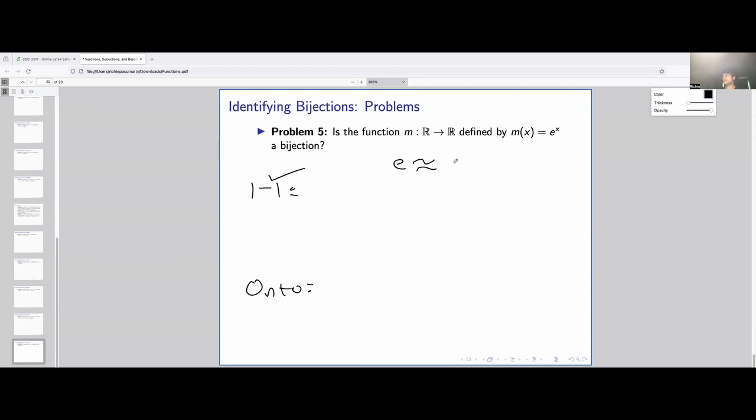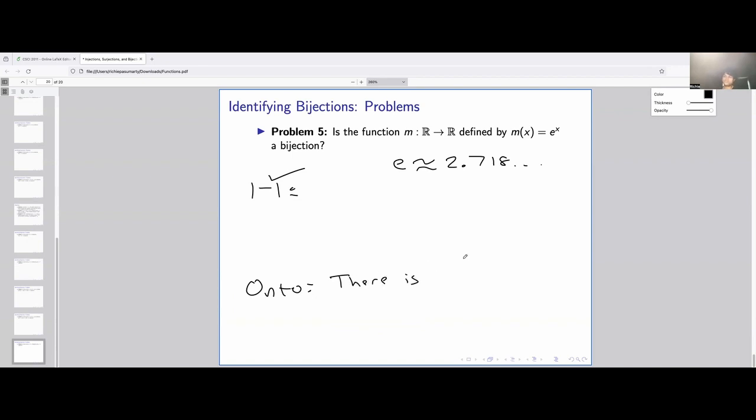e is, and I should have said this earlier, a positive number approximately equal to 2.718. And when I take a positive number and raise it to an exponent, it's going to be positive. It doesn't matter if the exponent is negative or really small. It's going to be positive. So let's say I want to find something which maps to -1. I can't find it.